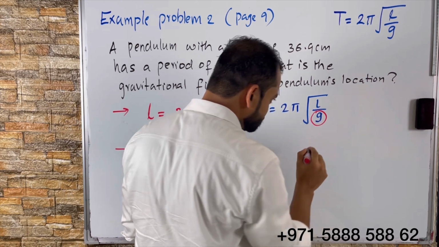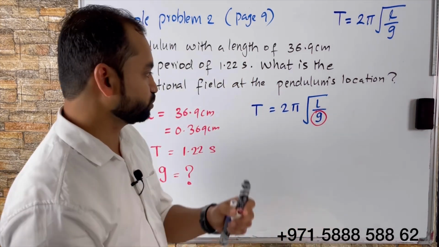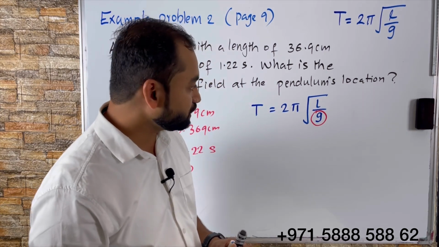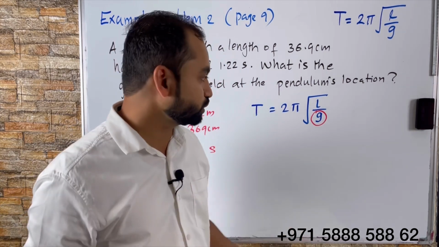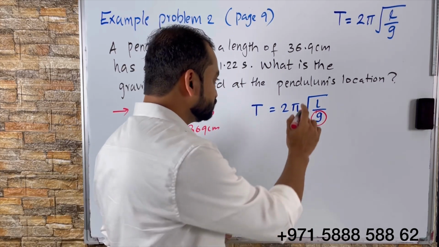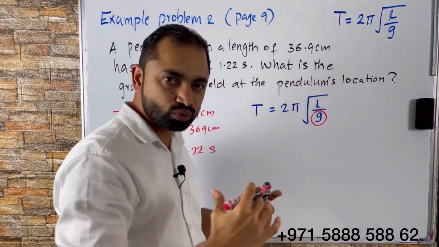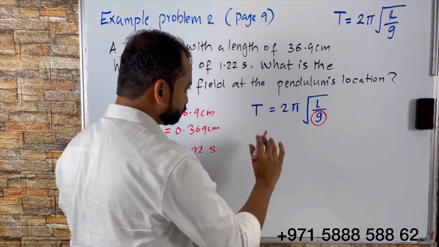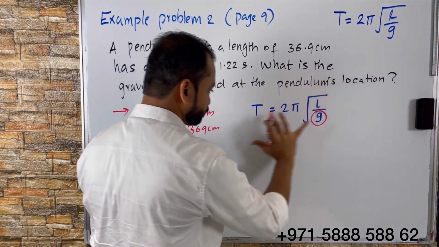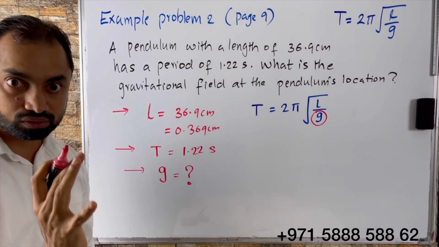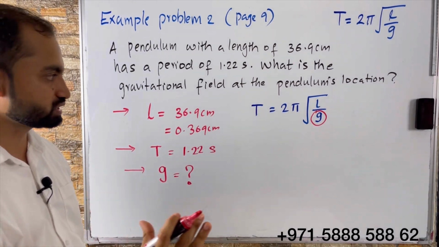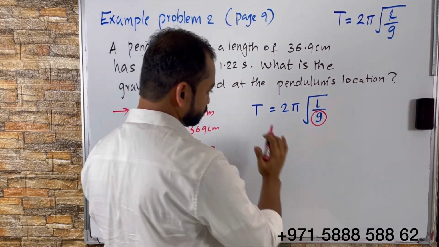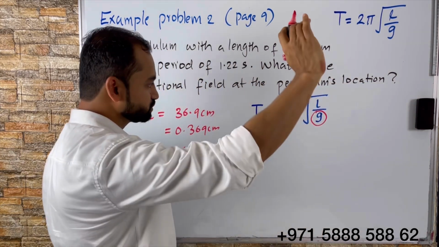But the thing is, G is all inside the square root, right? G is inside the square root. So we have to take it out of the square root, or we need to remove that square root. To remove the square root, we will square the equation. We will square all the equation. When you square the equation, the square will cancel the square root.